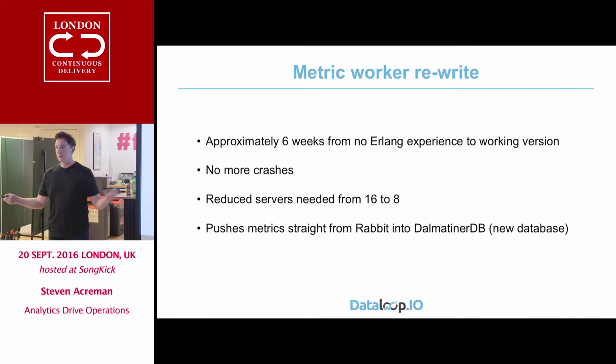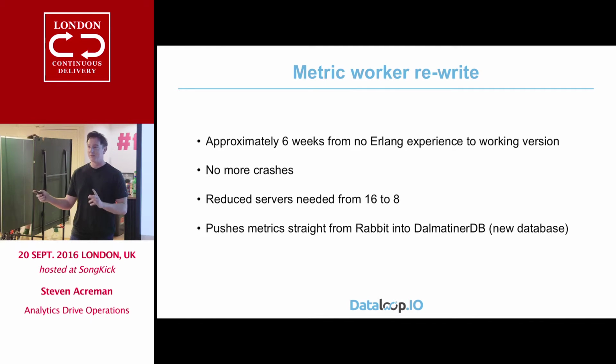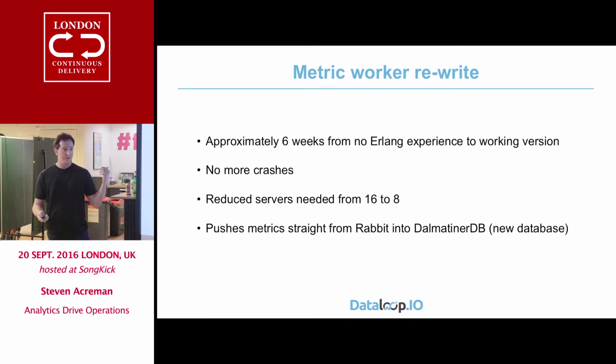We could use all the memory in the box. We could have one single beam VM that would suck all the metrics in, manage the metrics efficiently, and then push them straight into the database. We decided at this point we'd get rid of the stable bit, and that we would invest in our new database, which is also written in Erlang. We switched over to Dalmatina DB at the same time.